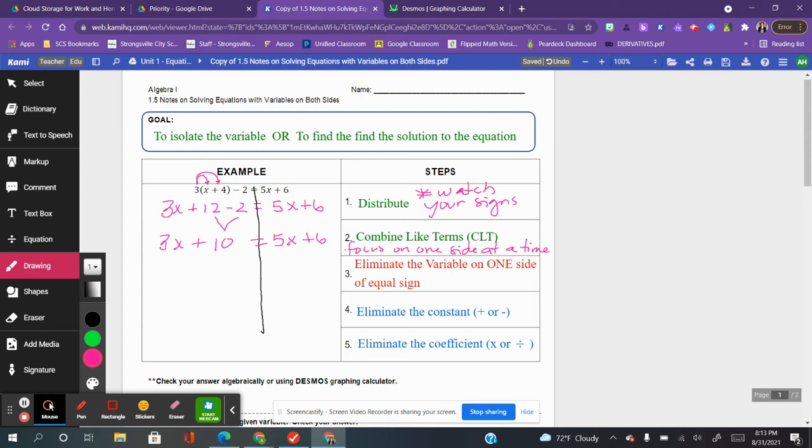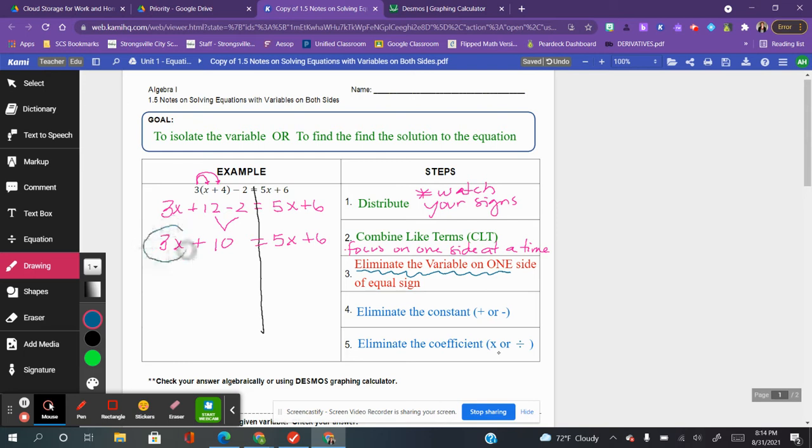Now here's the new step when it comes to having variables on both sides. My new step is to eliminate the variable on one side of the equal sign. I could also get rid of a constant like we've done before, but we're going to wait to do that. Because if I get rid of a variable on one of those sides, I'm going to get down to equations that we've been working with for the last week.